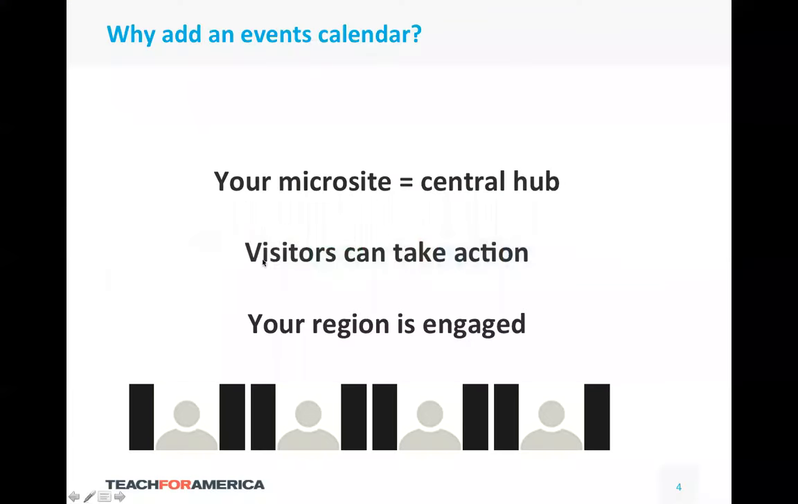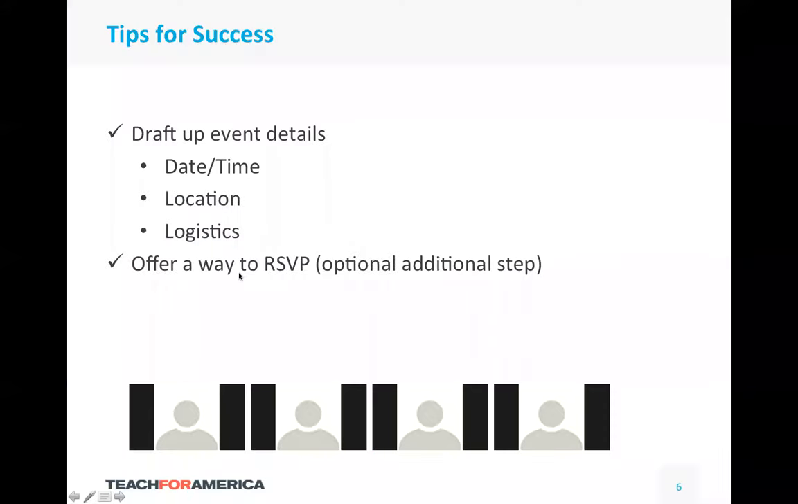Let's just talk a little bit about some tips for success. I touched on some of these as we were looking at those examples. One thing you can do to kind of make the process more efficient is to draft up your event details before you start entering them in the CMS. So your date and time, location, any logistical information you want to include. And then if you're going to offer a way for folks to RSVP, then you'll want to set that up separately. I believe we have two platforms that are branded with our Teach for America brand that you can use. One is Cvent and one is Eventbrite.